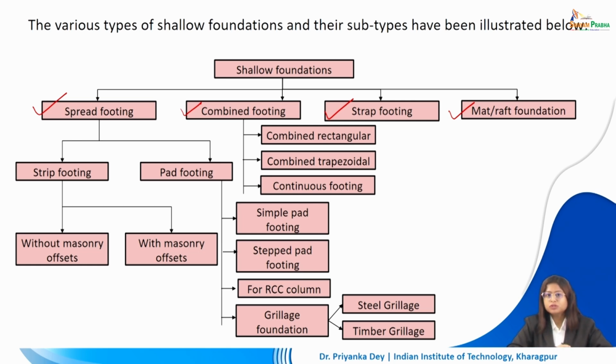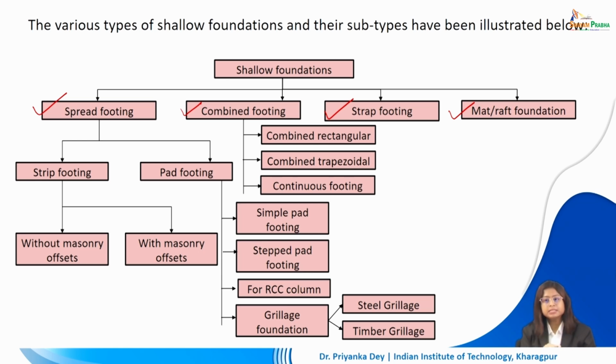Now, spread footing can either be strip footing or pad footing. Strip footing is when we have the footing under a particular wall. Pad footing is when we have an isolated footing under a column. Strip footing can further be with and without masonry offsets. Masonry offsets are basically the steps of bricks that we create under the footing.